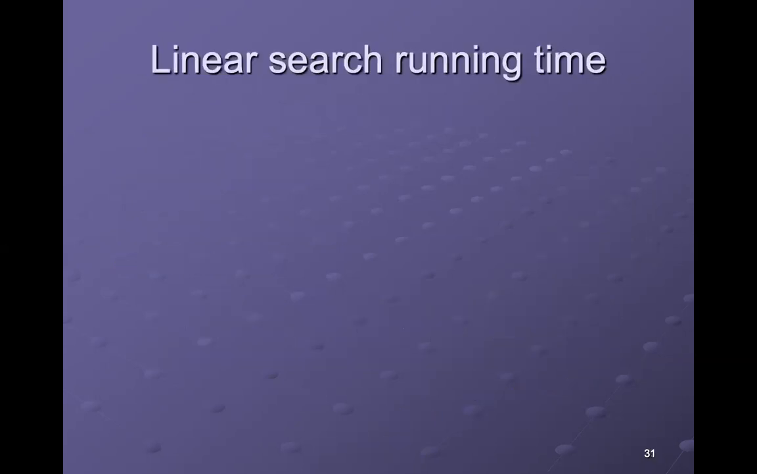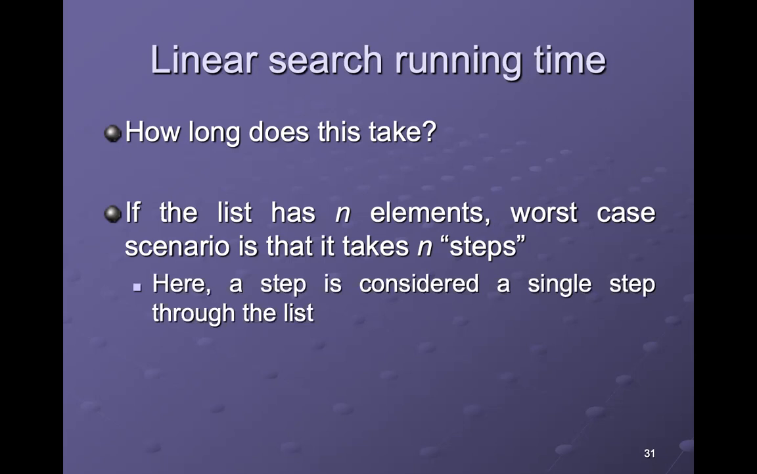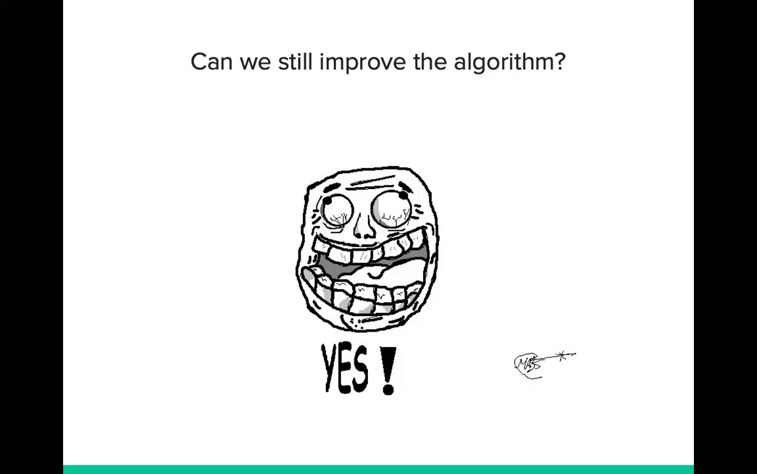Okay, so what would be the running time of the linear search? Or in other words, how long does it take? If we have a list that has n elements, the worst case scenario is that it takes n steps, or you are going to iterate through all the elements in the list containing n numbers. Here a step is considered as a single step through the list. So can we still improve the algorithm?